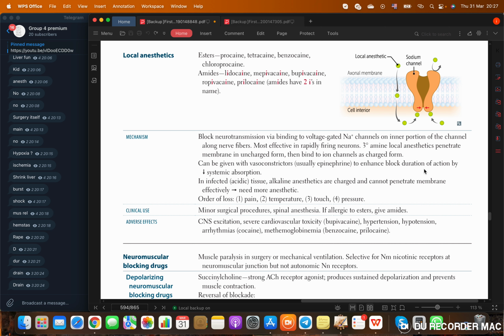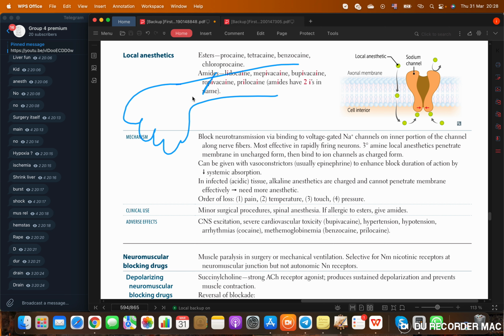Why would I do that? Well, you give it locally, right? It's a local anesthetic, so you want the medication to stay in the area. You don't want it to go systemically. I mean, if I have a wound here in my arm, I really don't want this lidocaine to go to my heart. If it goes to my heart, it will stop it, you know? So I want it to act locally.